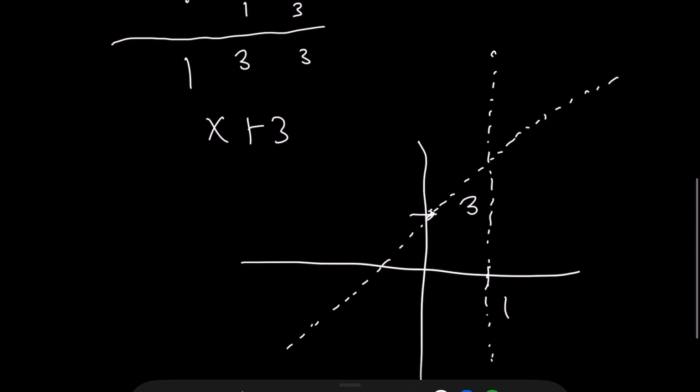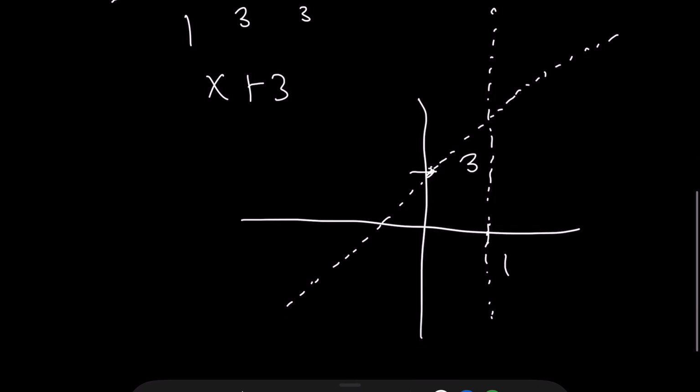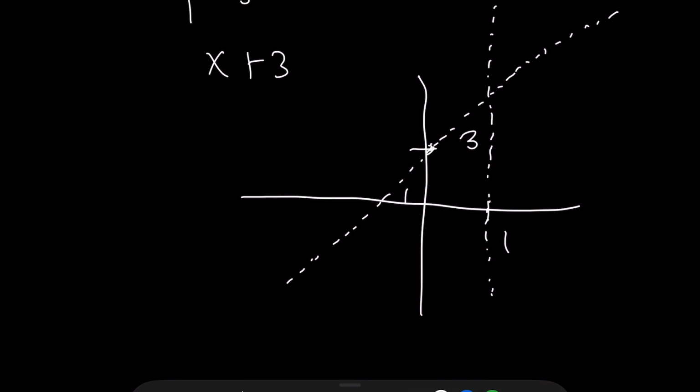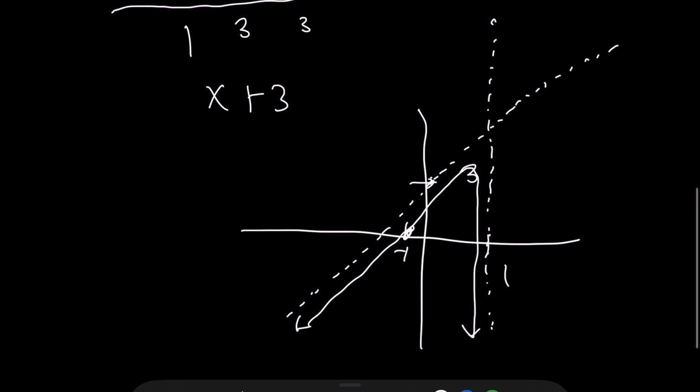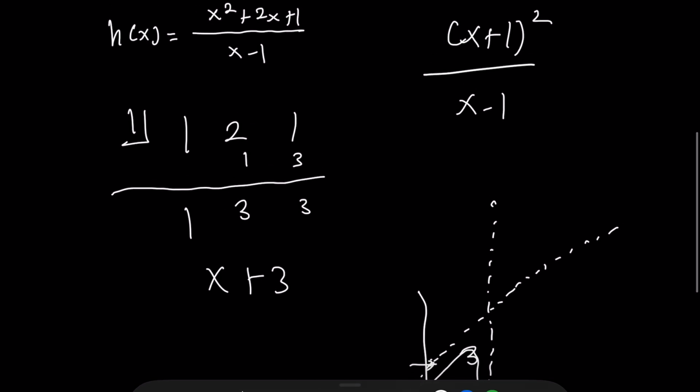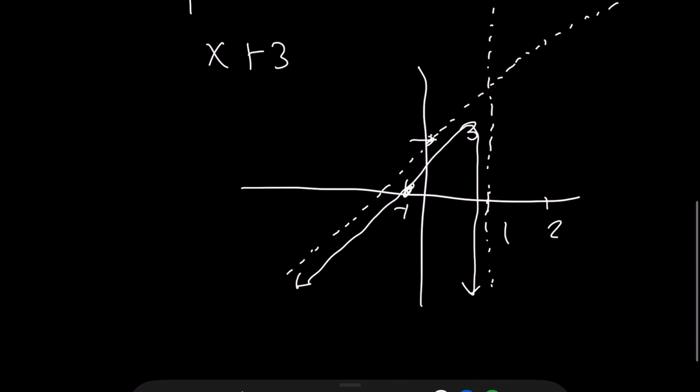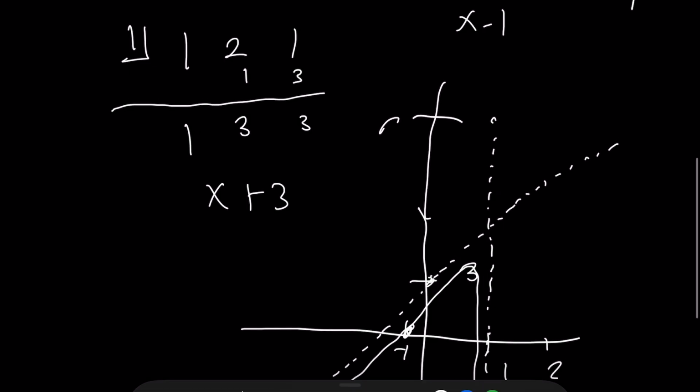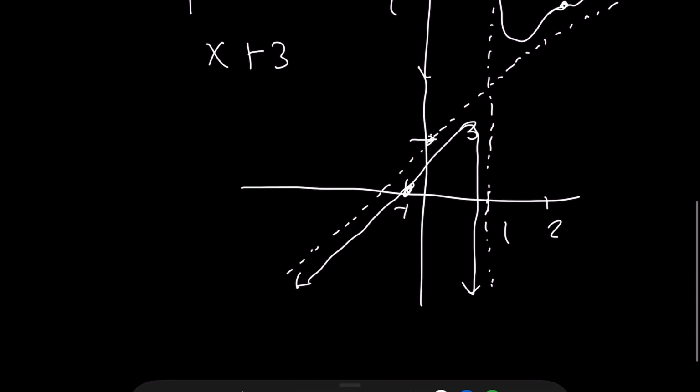So now let's actually plug in points. There's a 0 and -1, so obviously we know it looks like this somehow. And then we just need to plug in a point greater than 1, so let's plug in 2. We plug in 2, we get 3 squared over 1, so 9. 9 should be up here, so it looks something like that. That's how you graph with the slant asymptote.